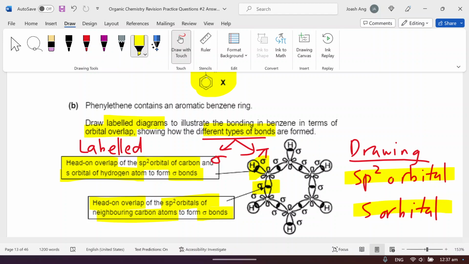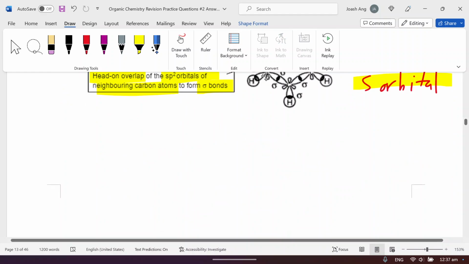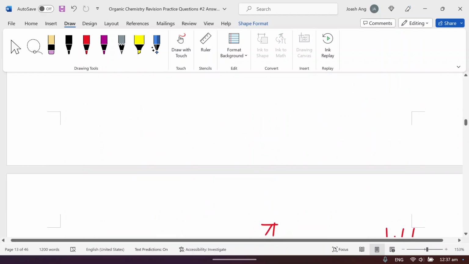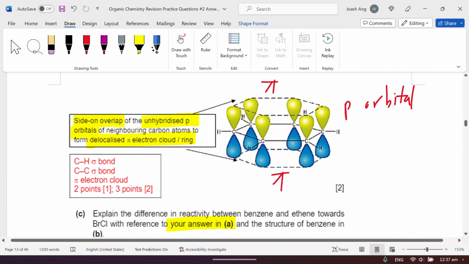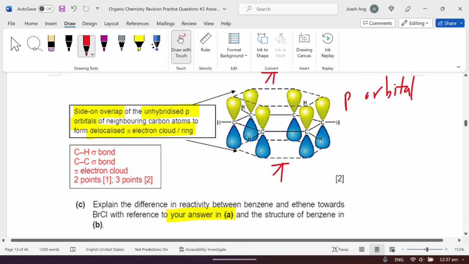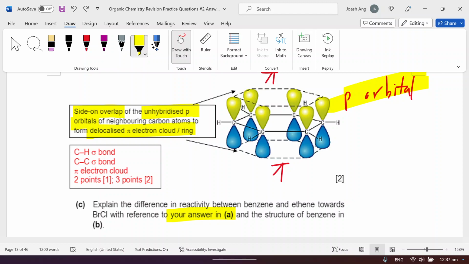And show how benzene is being formed, so the hexagonal ring. The next part to show is the pi bond. This is how you show the pi bond: you show the sideways overlap of the p orbitals, and this forms the delocalized pi electron cloud.